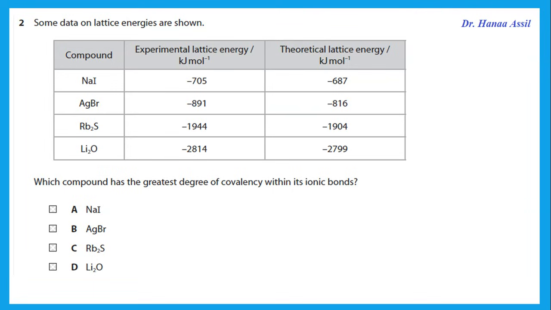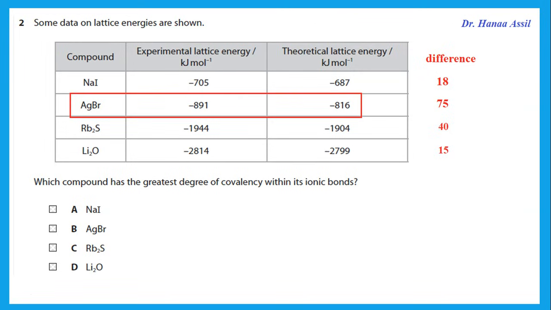So if we're looking for the one that has the greatest degree of covalency, we're looking for whichever one has the biggest difference between experimental and theoretical. So just calculate the difference. The one with the bigger difference is the one that has the greatest degree of covalency.